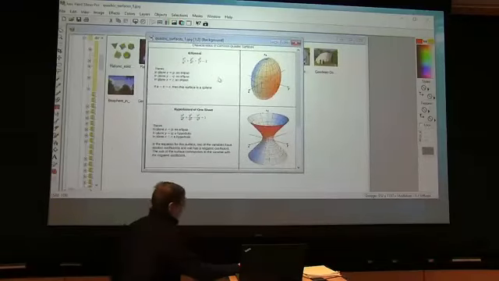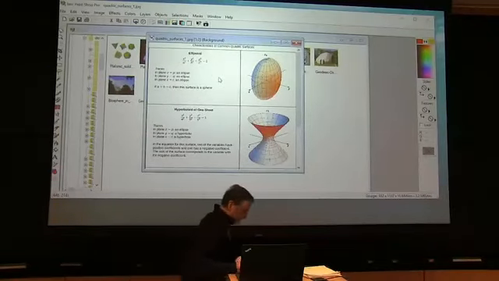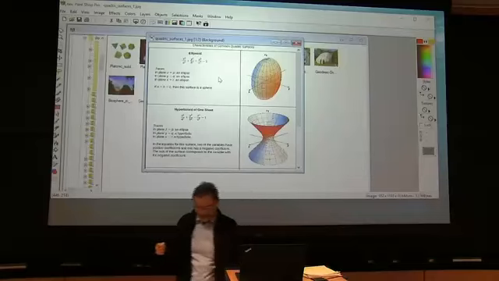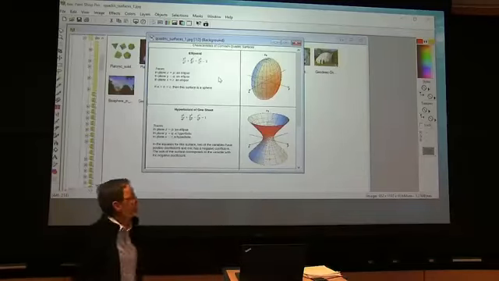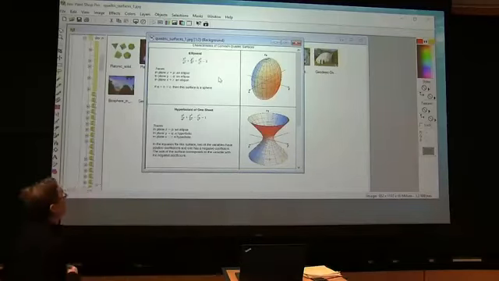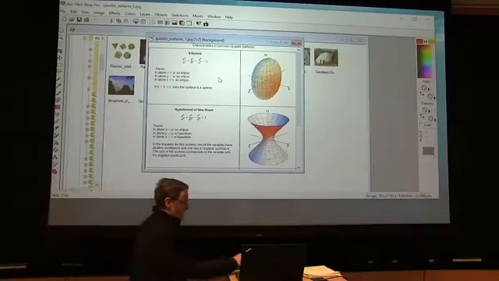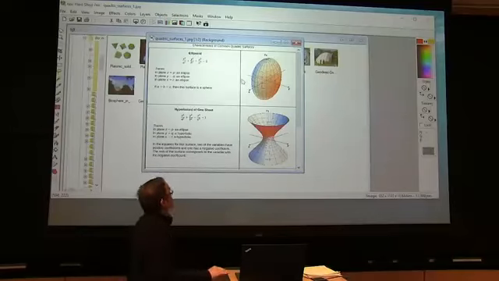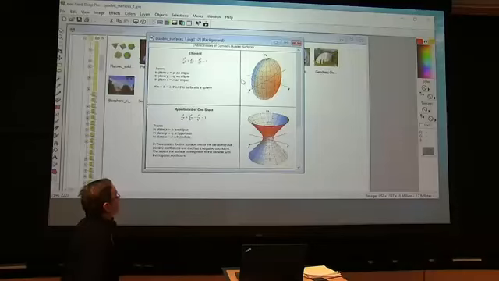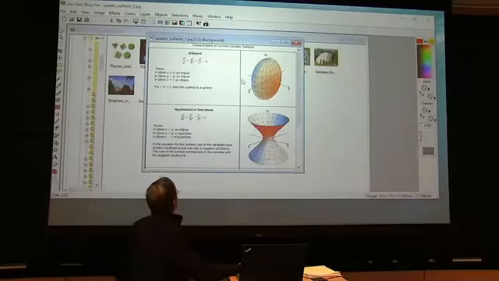Okay, so quadrics. Quadrics are surfaces defined by second-order equations. So we've got x squared over a squared plus y squared over b squared plus z squared over c squared is 1. That's an ellipsoid shown over here. In the special case where a, b, and c are the same, you get a sphere. And we're all familiar with that American football shape.